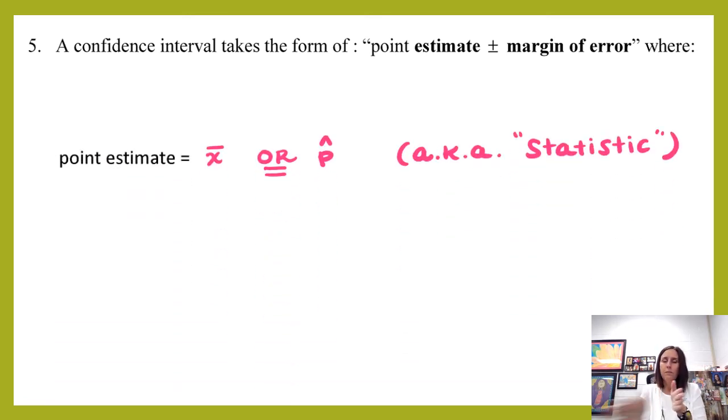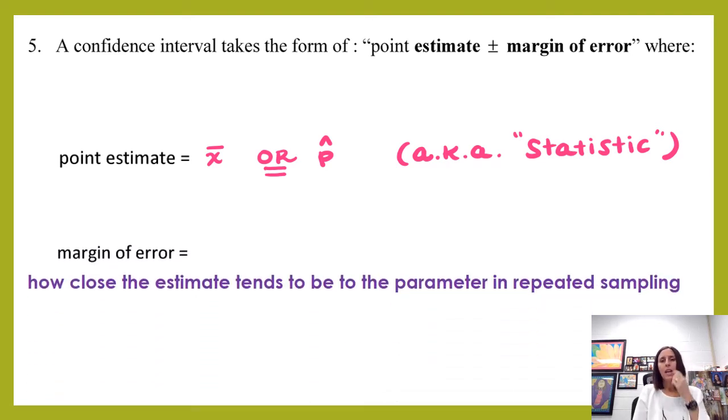Your point estimate is either going to be x bar, which is your sample mean, or p hat, which is your sample proportion. So whether you're dealing with means or proportions, it's your middle number. You're then going to take that number and add and subtract off your error. So we're trying to figure out how close the estimate is to the parameter in repeated sampling.